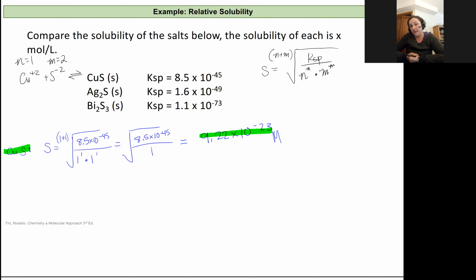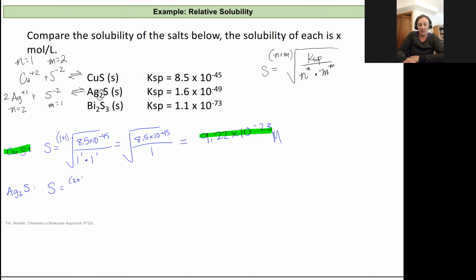Now I'm going to do the same process for my other two. With my silver sulfide, when this is added to water, some of it will dissolve, and instead of producing 2 ions, it's going to produce 3. I have 2 silver ions that'll form and 1 sulfide ion. So that's going to change my n and m values. Now my n is going to be equal to 2 and my m is going to be equal to 1. So that'll change my overall equation here. For silver sulfide, the root will be 2 plus 1, which is 3.